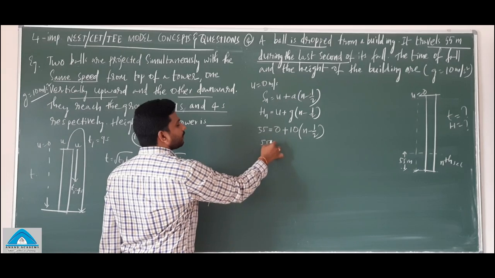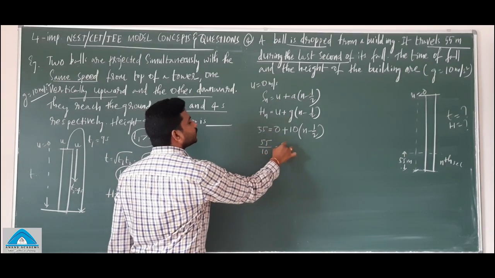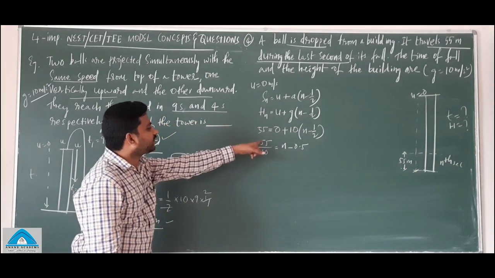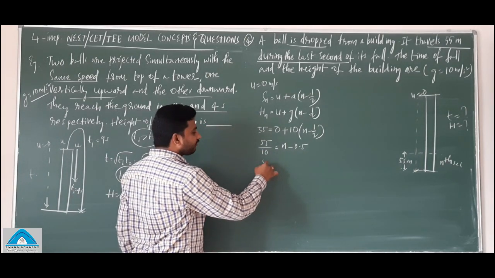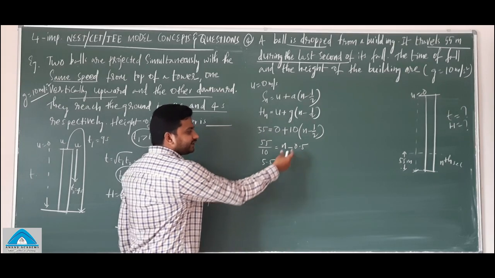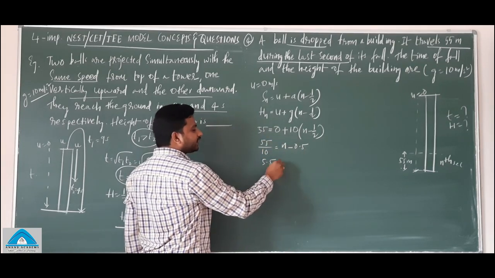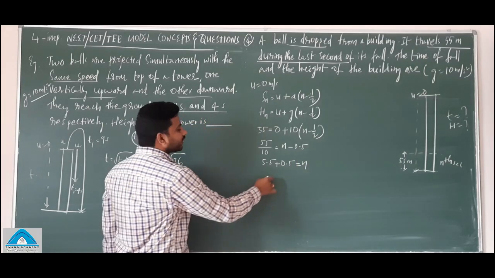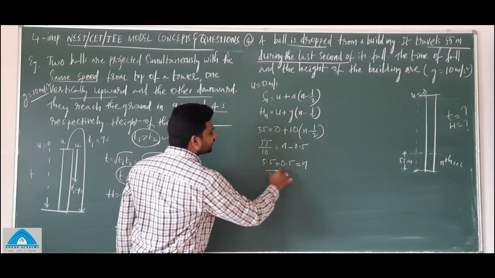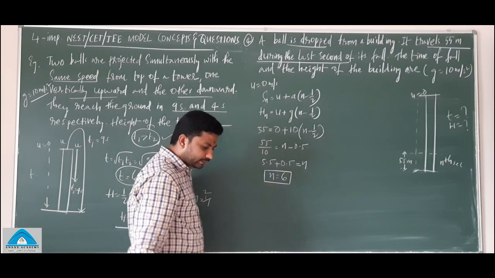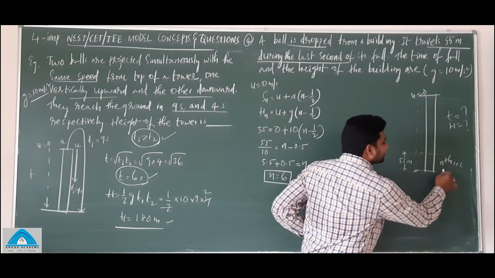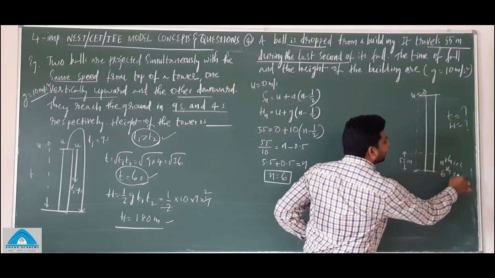55 by 10 is equal to n minus 0.5. This is 55 by 10, it is 5.5. And this minus 0.5 comes here, that will be plus 0.5, which is equal to n. So what is your n? n is 6. And listen to me carefully here. Last second, nth second, which is the 6th second.